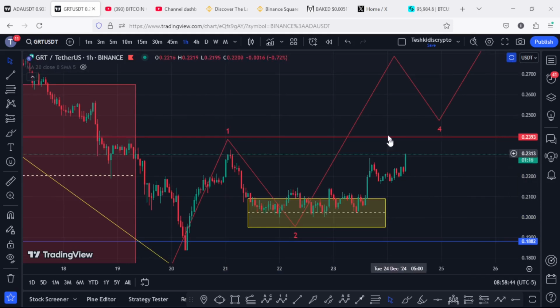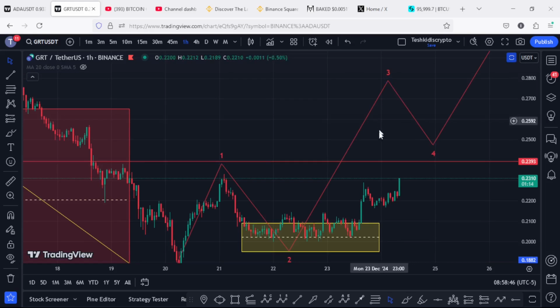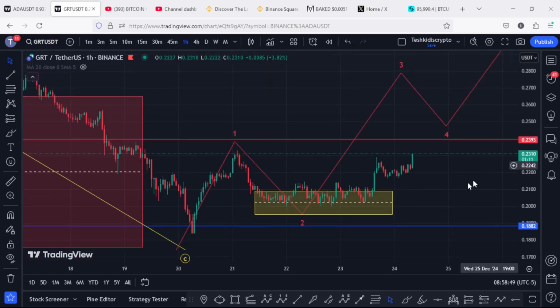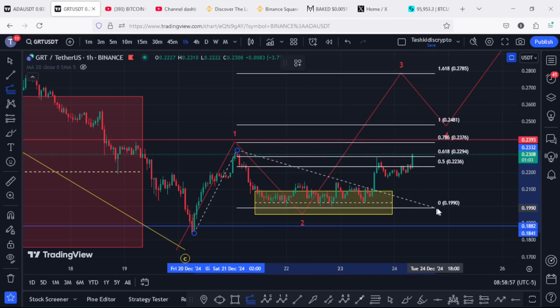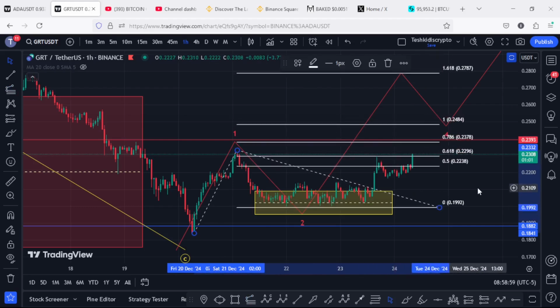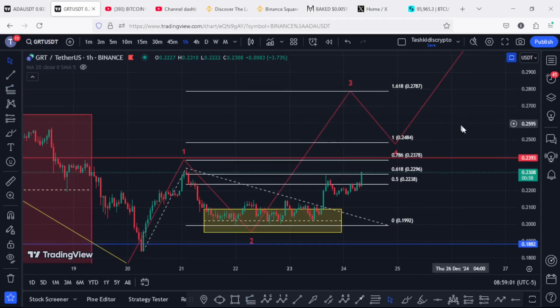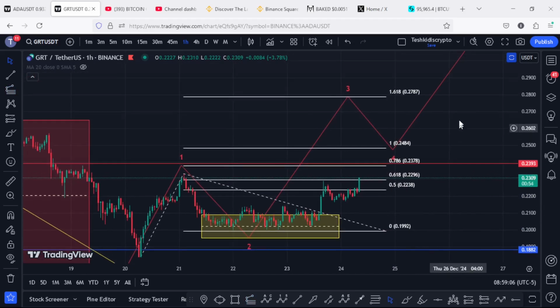the start of an impulsive Elliott wave count 3, whose minimum target areas can be given by connecting the trend-based Fibonacci from the low of the first wave to the high of this wave 1, then dragging the fibs to the low of the second wave. And that gives me a minimum target area for that wave 3 at the fib level 1.618, and that is above the 0.2787. And for that to play out, we also need to see a break above our key area of resistance above the 0.2393.